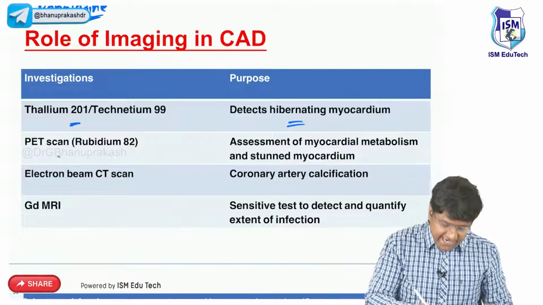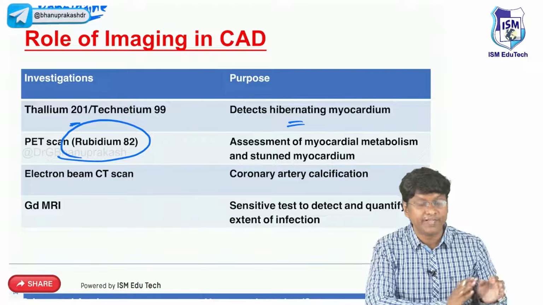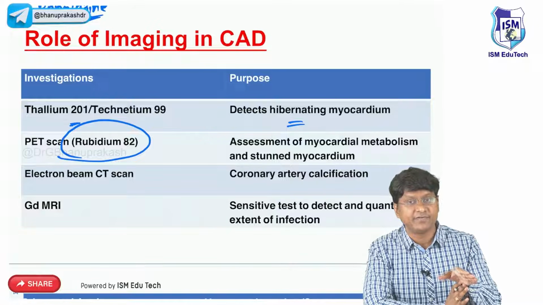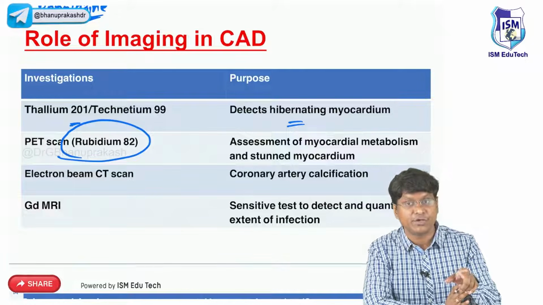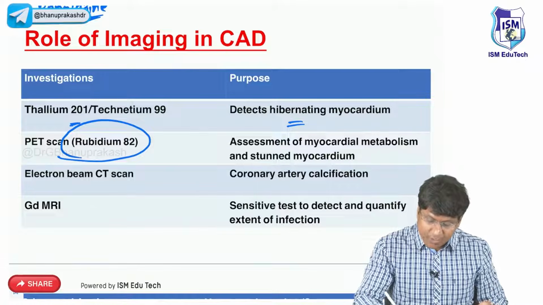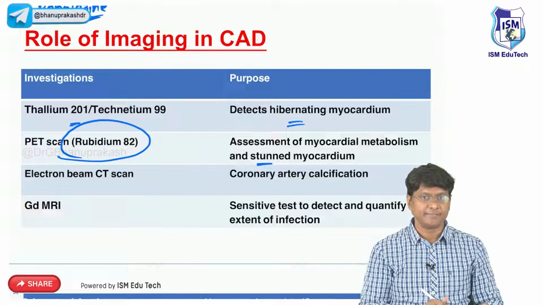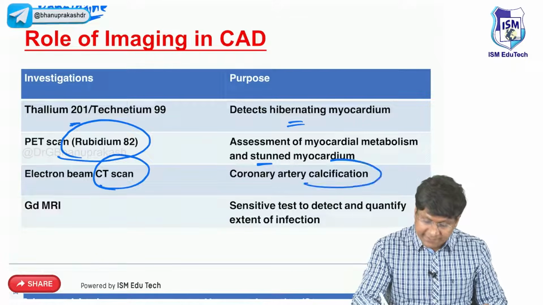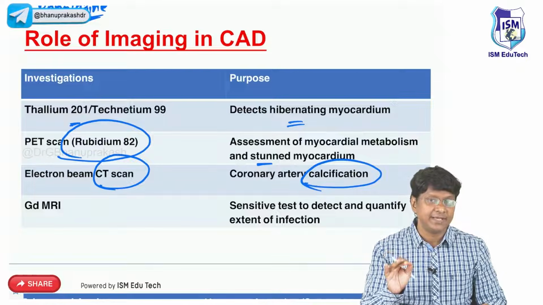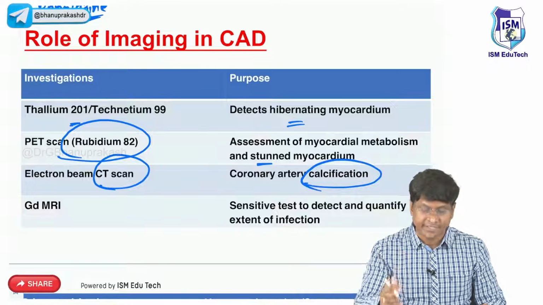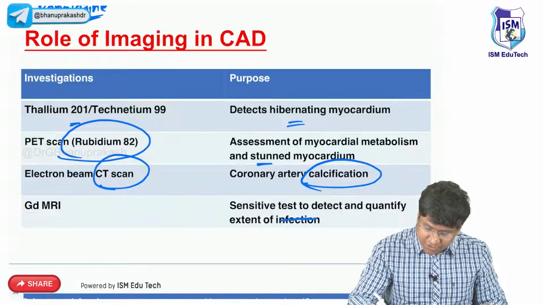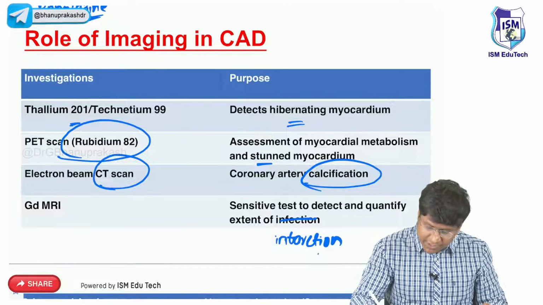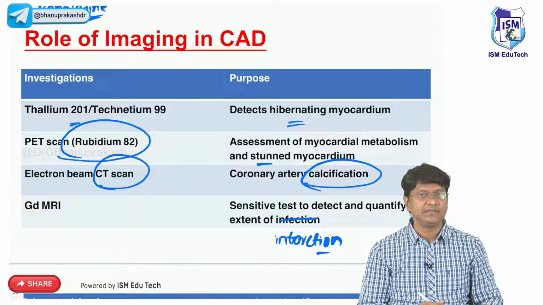I will discuss that. And we have a PET scan, where we use the radionuclide rubidium 82. The purpose of this PET scan using rubidium 82 is assessment of myocardial metabolism and also diagnosing the stunned myocardium. And electron beam CT scan is mainly for assessment of coronary artery calcification. And gadolinium enhanced MRI is a sensitive test to detect and quantify the extent of infarction, not infection, infarction. Okay, so that is the purpose of the gadolinium enhanced MRI.